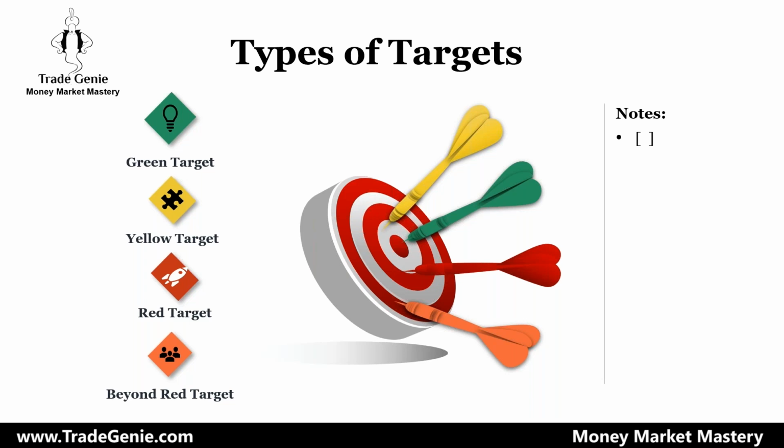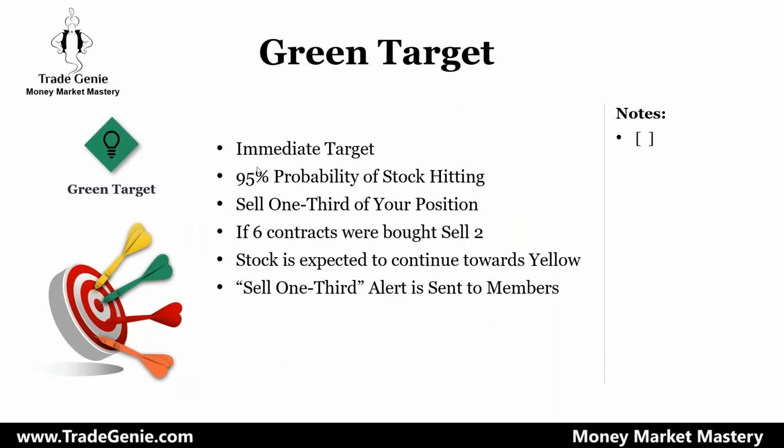So the first target is such that there is no resistance if we are going long, or there is no support if we are going short. So it's like clear sailing. So for the green target, there is a high probability. It's an immediate target, and there's a very high probability it will hit. So 95% probability of the stock hitting the target.